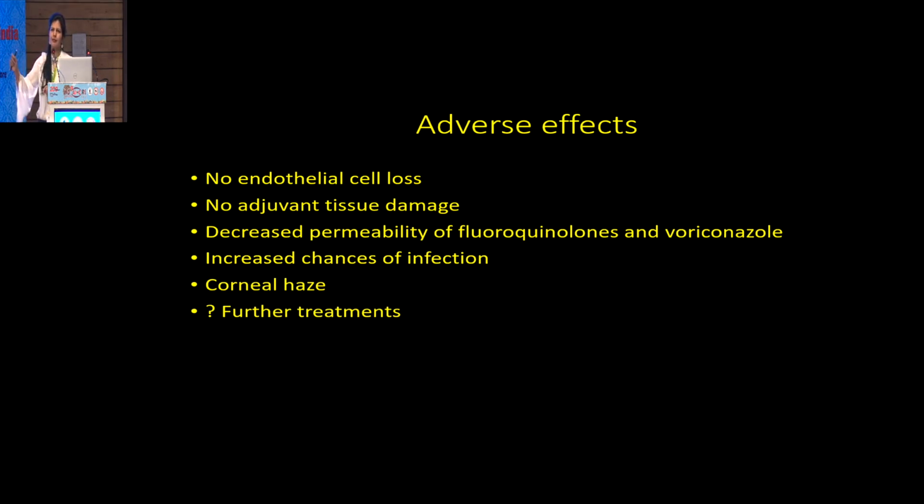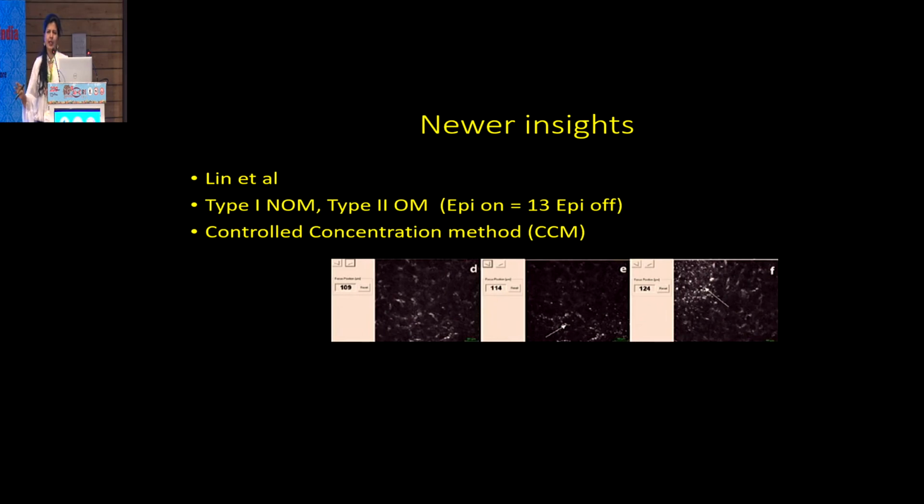But it has been shown that some drugs like fluoroquinolones and antifungals don't permeate into a CXL-treated cornea as much as into a normal cornea. There could be some amount of corneal haze, and what happens if you need a further treatment on such a cornea? Again, these are gray areas.